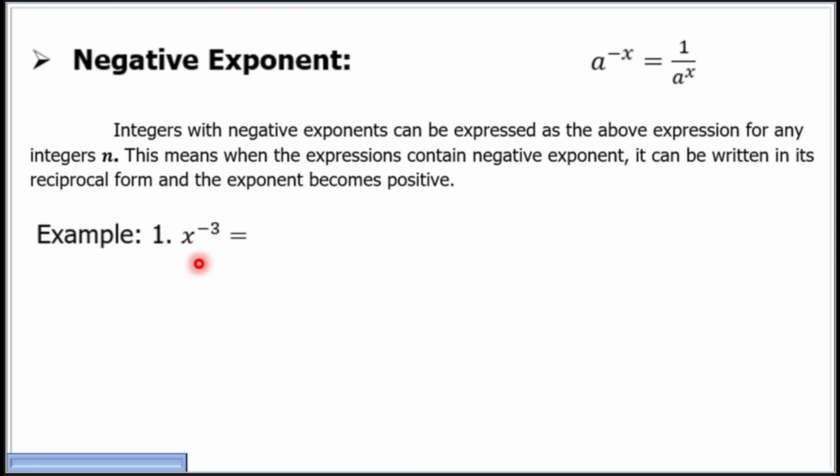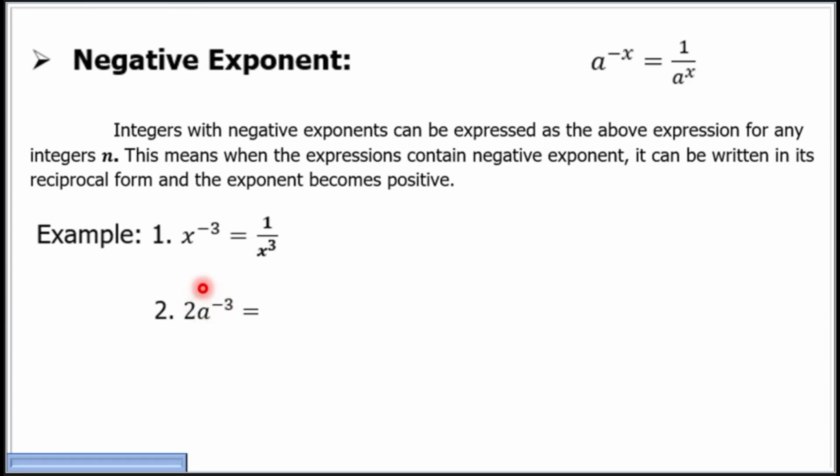Number 1, x raised to the power of negative 3. This will become 1 over x raised to the power of positive 3. Okay, number 2, 2a raised to the power of negative 3.